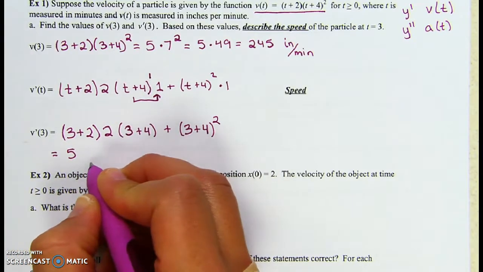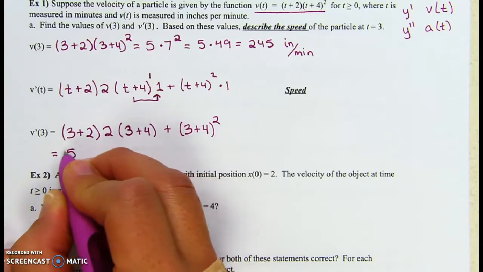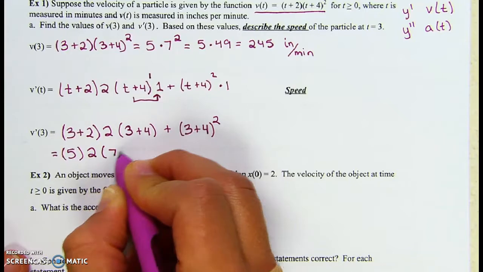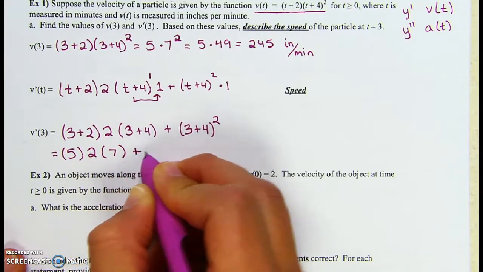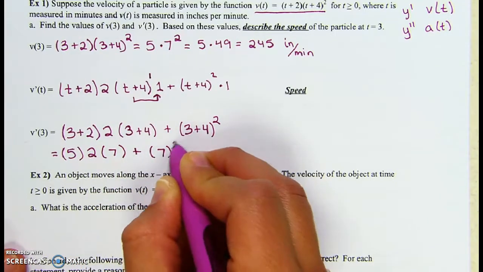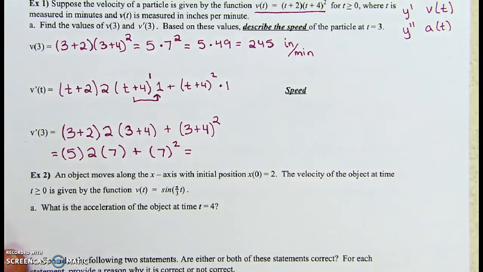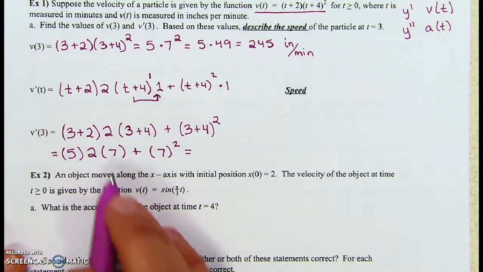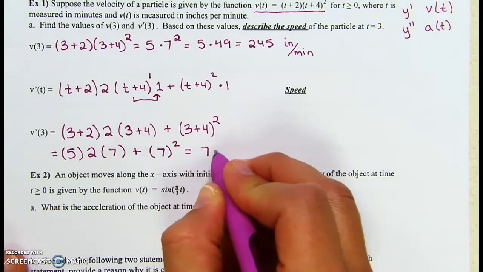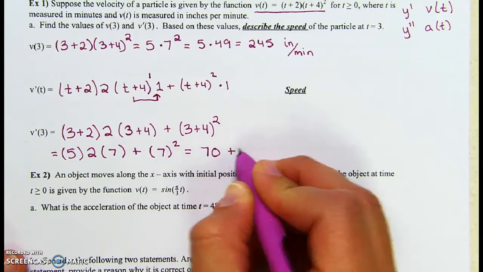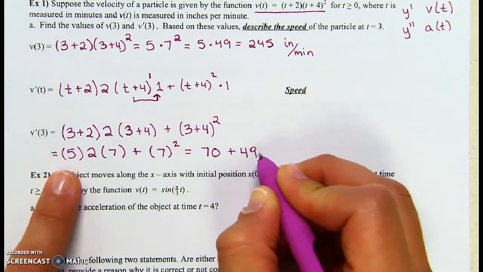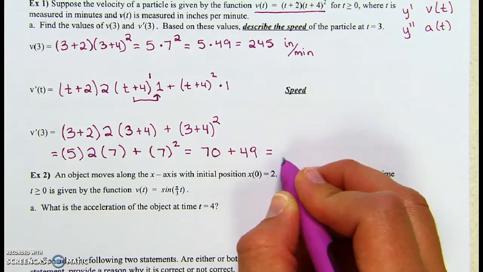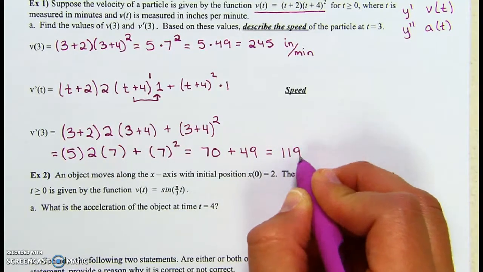Plug it in, okay, 3 plus 2 is 5. Are there days where you add correctly and then other days where you just don't add correctly? Okay. So what is 5 times 2 times 7? 70, and then 7 squared. So we did multiplication and the exponent before we add. 70 plus 49 is 119.